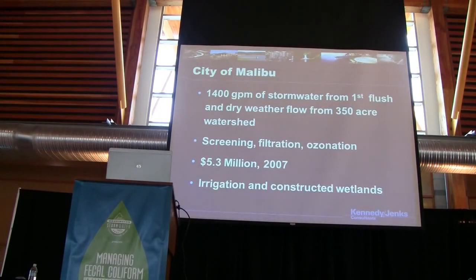A different system using ozone for the city of Malibu. They're taking water out of a creek at 1,400 gallons a minute, the first flush part, and then typical drive of the flow from 250 acres. Pretty simple process, screening, filtration, ozone. Again, relatively expensive, $5.3 million. This is comparable to a full-scale water treatment plant in terms of gallons per minute and cost. And end use of the water, irrigation, and constructed wetlands.